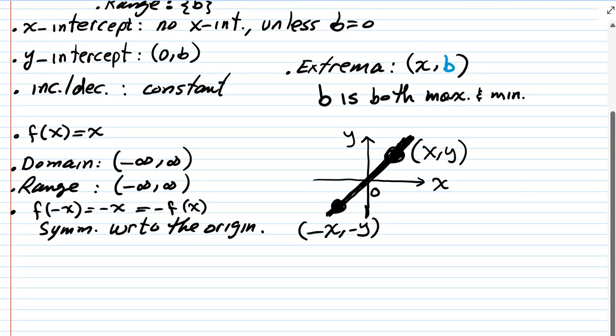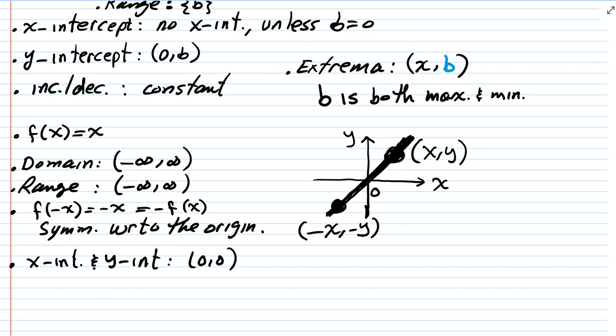So we talked about domain and range. How about x and y intercepts? Well, for the identity function, the x-intercept and y-intercept are both at (0, 0). The function is always increasing. As you go from left to right on the x-axis, you're going to climb on that line. So it's increasing from negative infinity to infinity. All right. And extrema? Well, there is no extrema.